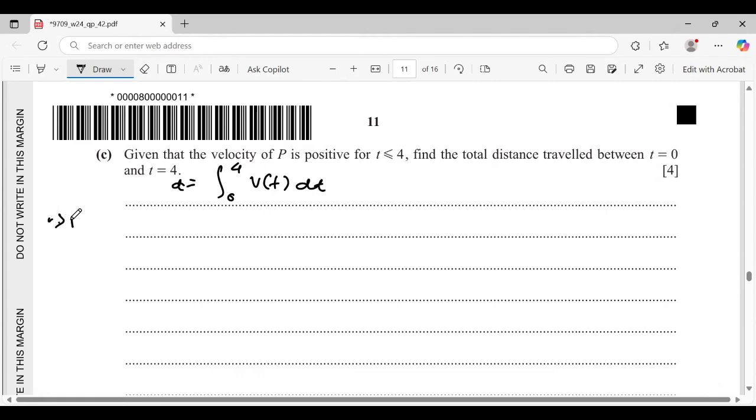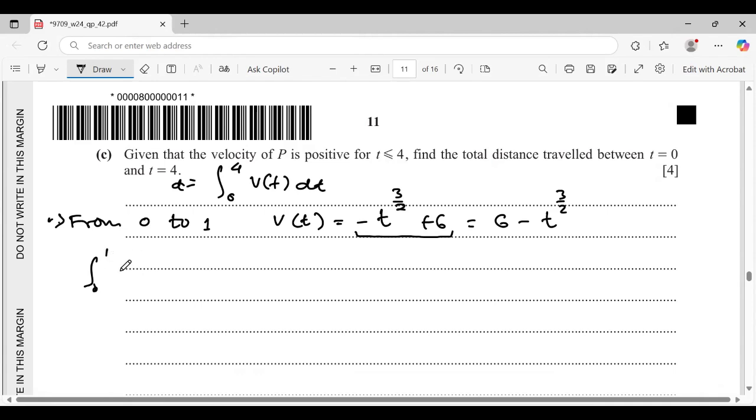First, from t equals 0 to t equals 1. The function is minus t to the power 3/2 plus 6, or 6 minus t to the power 3/2, but I would like to use this expression. Okay, so the integral from 0 to 1 of minus t to the power 3/2 plus 6 dt.